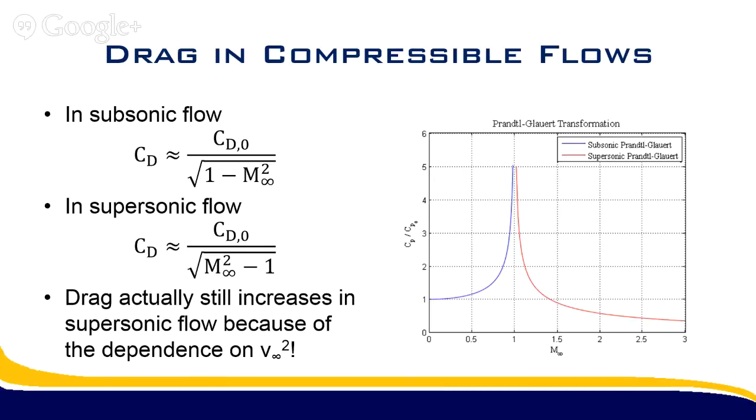And it's important to note that this is actually the drag coefficient, not the drag force itself. So even though it looks like from the graph on the right side there that the drag forces are on their way down, that's actually just the drag coefficient on its way down, but your speed is still increasing. So you have that v squared term, and that v squared term dominates the 1 over the square root of M squared minus 1. So your drag is actually still increasing, believe it or not.